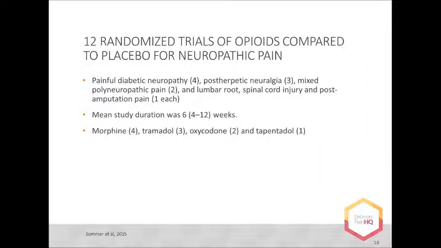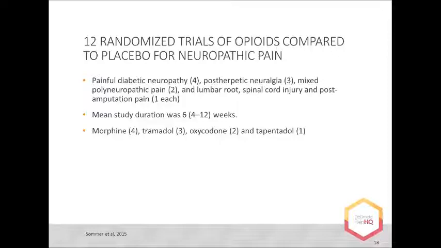The 12 randomized trials included 4 for painful diabetic neuropathy, 3 for postherpetic neuralgia, 2 for mixed polyneuropathic pain, 1 for lumbar root pain, 1 for spinal cord injury, and 1 for post-amputation pain. The mean study duration was 6 weeks. As I said before, they only included studies with more than 4 weeks, and they only found studies between 4 and 12 weeks. Unfortunately, there were no studies longer than 12 weeks, which is a problem because we don't have randomized trials that follow these patients more than 12 weeks. We have to rely on observational studies if we want to know what happens beyond 12 weeks.